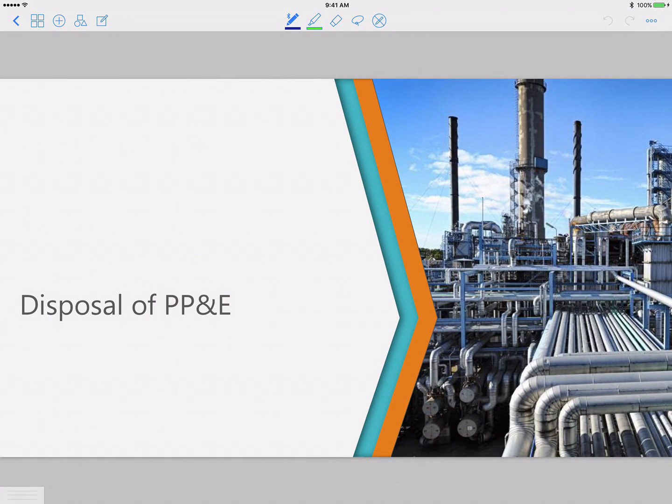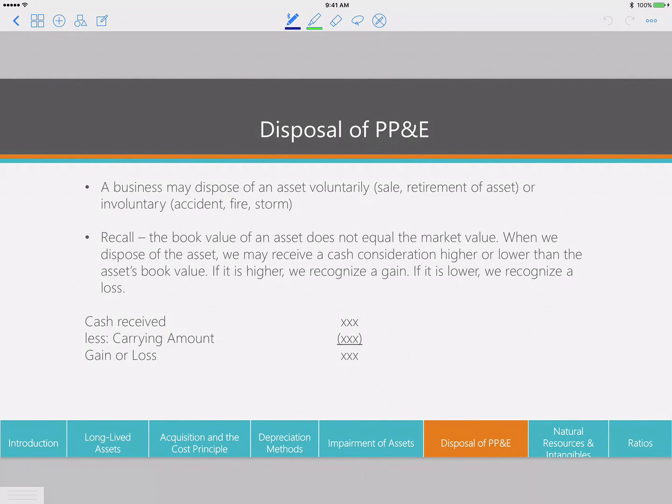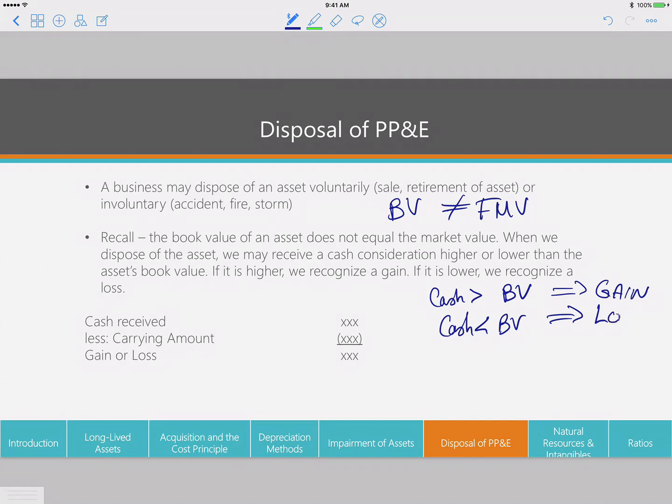So let's talk now about how we actually dispose of property, plant, and equipment. At the end of the useful life of the asset, the business may dispose of it voluntarily, or they might dispose of an asset involuntarily. So if there was an accident or a fire or a storm and the asset was destroyed, they would dispose of it. Now recall that the book value of the asset does not equal the fair market value of the asset. So when we dispose of the asset, we might actually receive a cash consideration that is higher or lower than the asset's book value. If it's higher, so for example, if we get more cash than the book value, we recognize a gain. If the cash we receive is less than the book value, we would recognize a loss.